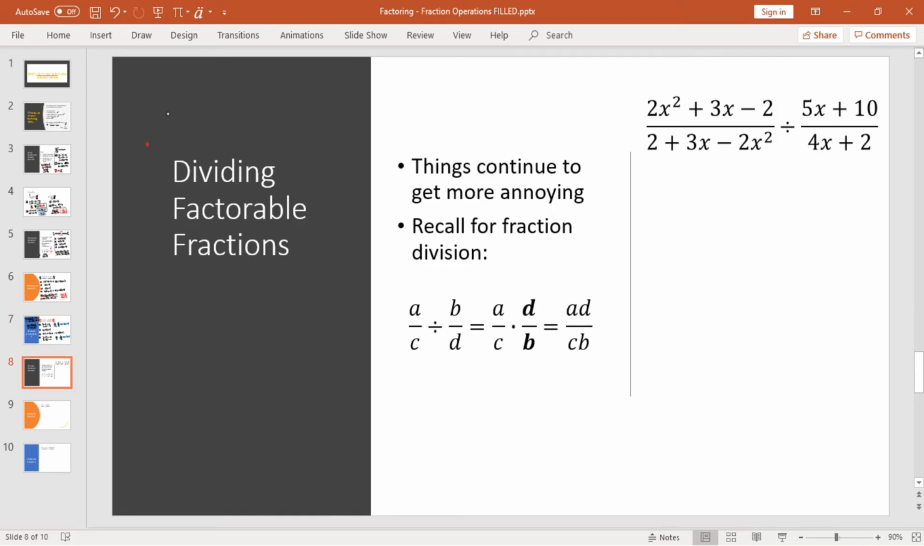The last one of this is to divide factorable fractions. So recalling that when we do division of two fractions, we are going to change the sign to multiplication and take the reciprocal or flip or invert the second fraction only. So it becomes AD over CB. Now people are like, can't you just cross multiply here? You can, but you have to remember that this goes to the numerator and this goes to the denominator. So whatever works for you, I just like to do it that way.